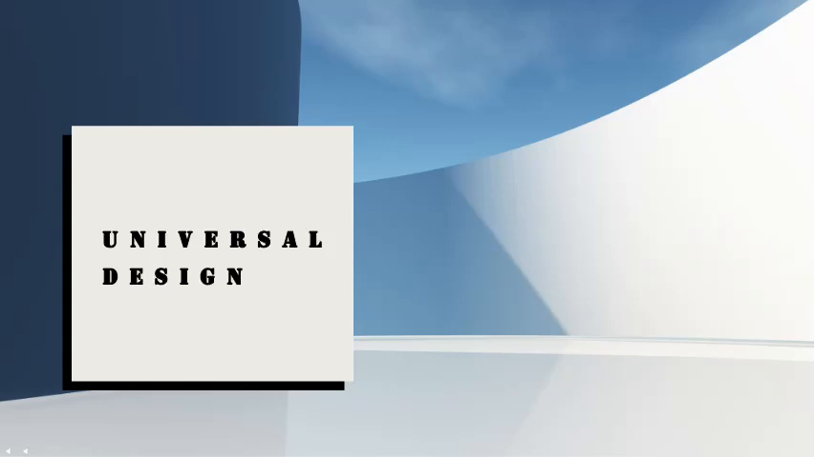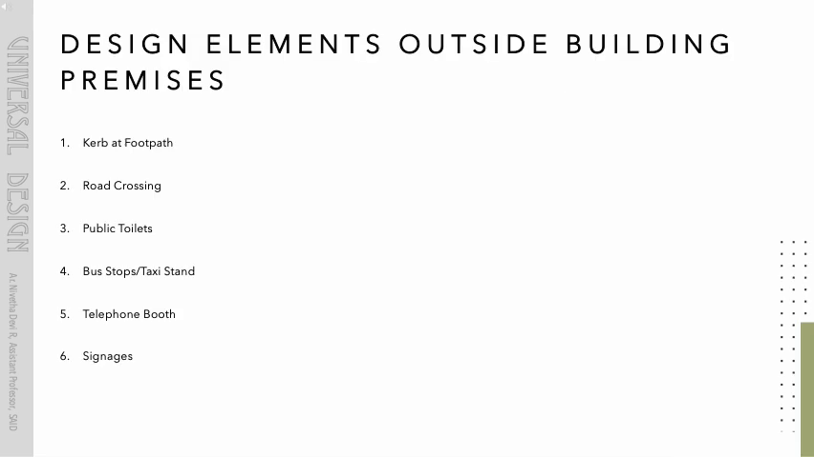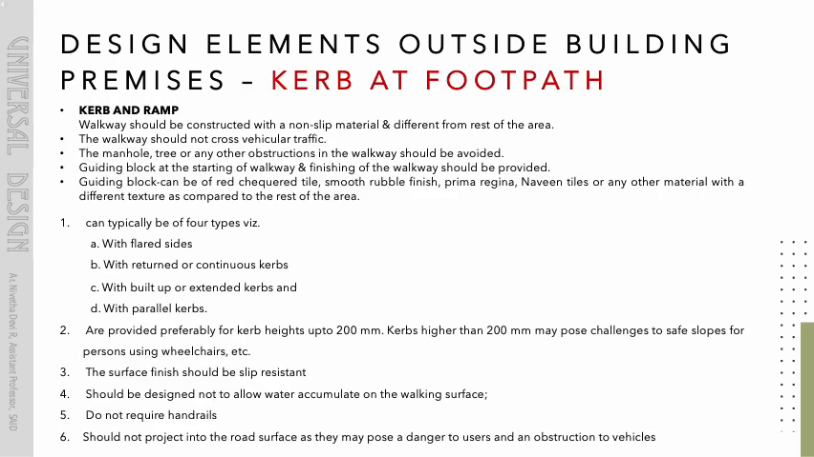Universal Design. Chapter 3. Design Elements Outside Building Premises. 1. Curb at footpath. 2. Road crossing. 3. Public toilets. 4. Bus stop/taxi stand. 5. Telephone booth. 6. Signages. Curb and ramp.